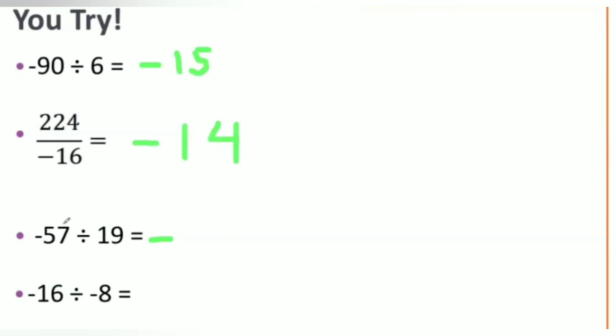Here, 57 by 19, so I think that's 3. Yeah, negative 3. Negative and negative, okay, positive. So 16 by 8 is positive 2. All right. That ends our lesson on operations with integers.